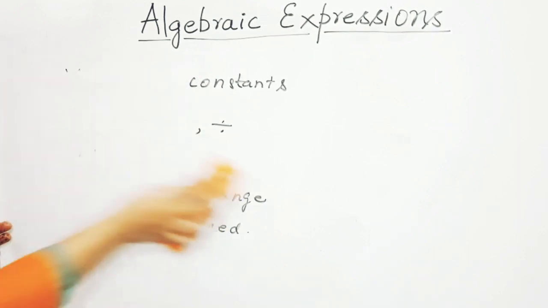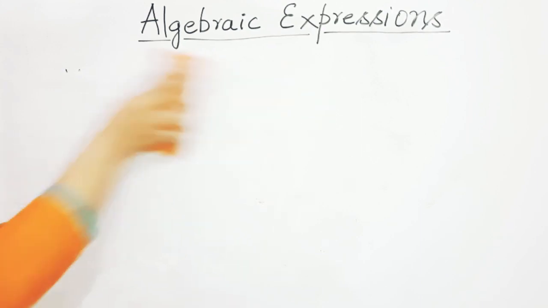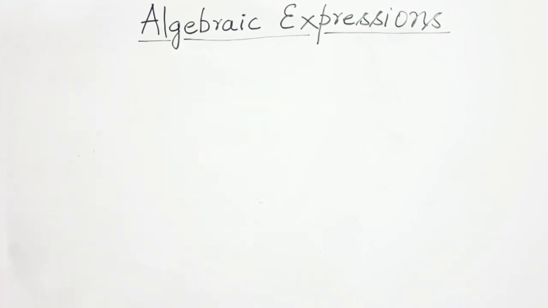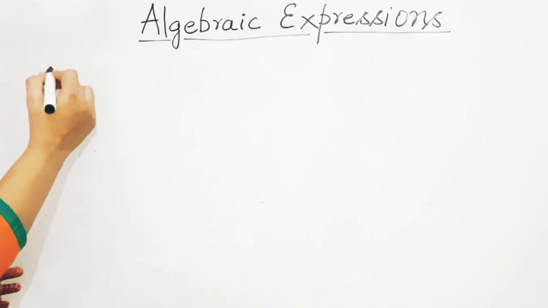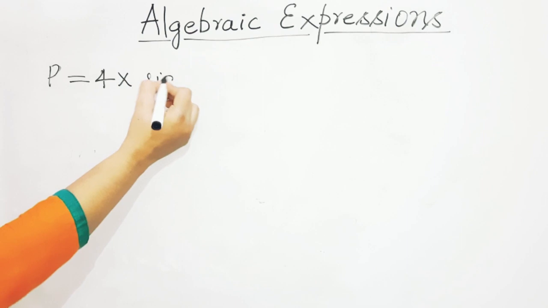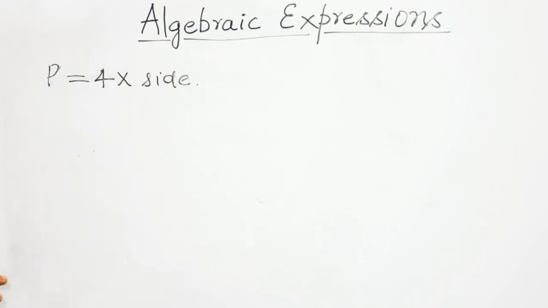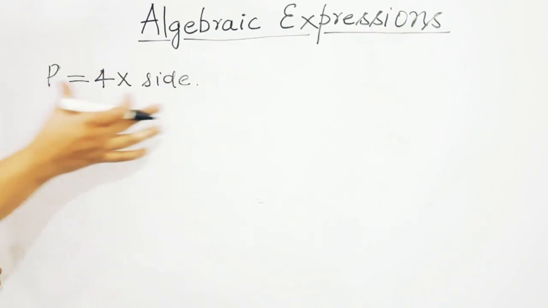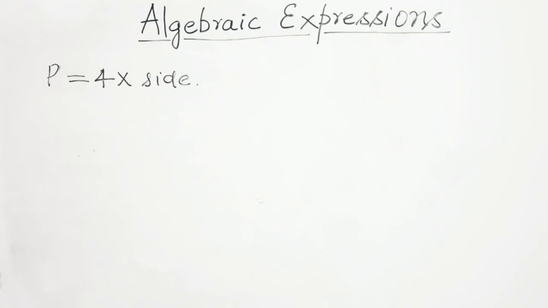The first example which I am going to take is from your maths book only. What are variables and what are constants? We all know the perimeter of a square. If you know the formula, you can comment in the comment section. Perimeter of a square is equal to 4 into side. Right students? Now you have to tell me, out of these three, which of the terms are variables and which of the terms are constants.